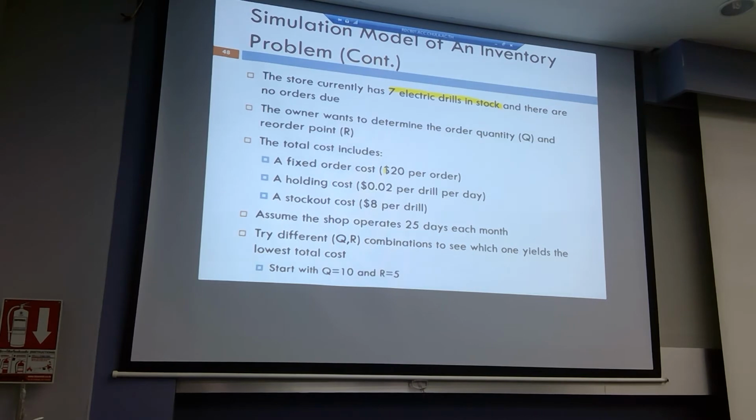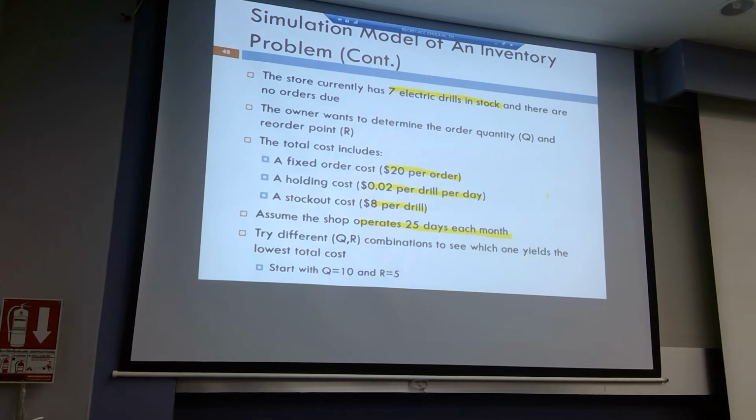And to calculate that, we want the order quantity and reorder point that will lower our cost. So we have to know the cost, right? The fixed order cost is $20 per order, holding cost is 2 cents per drill per day, and stock out cost is $8 per drill. Assume that this shop operates 25 days each month. So we're gonna simulate the inventory for 25 days, for 1 month.